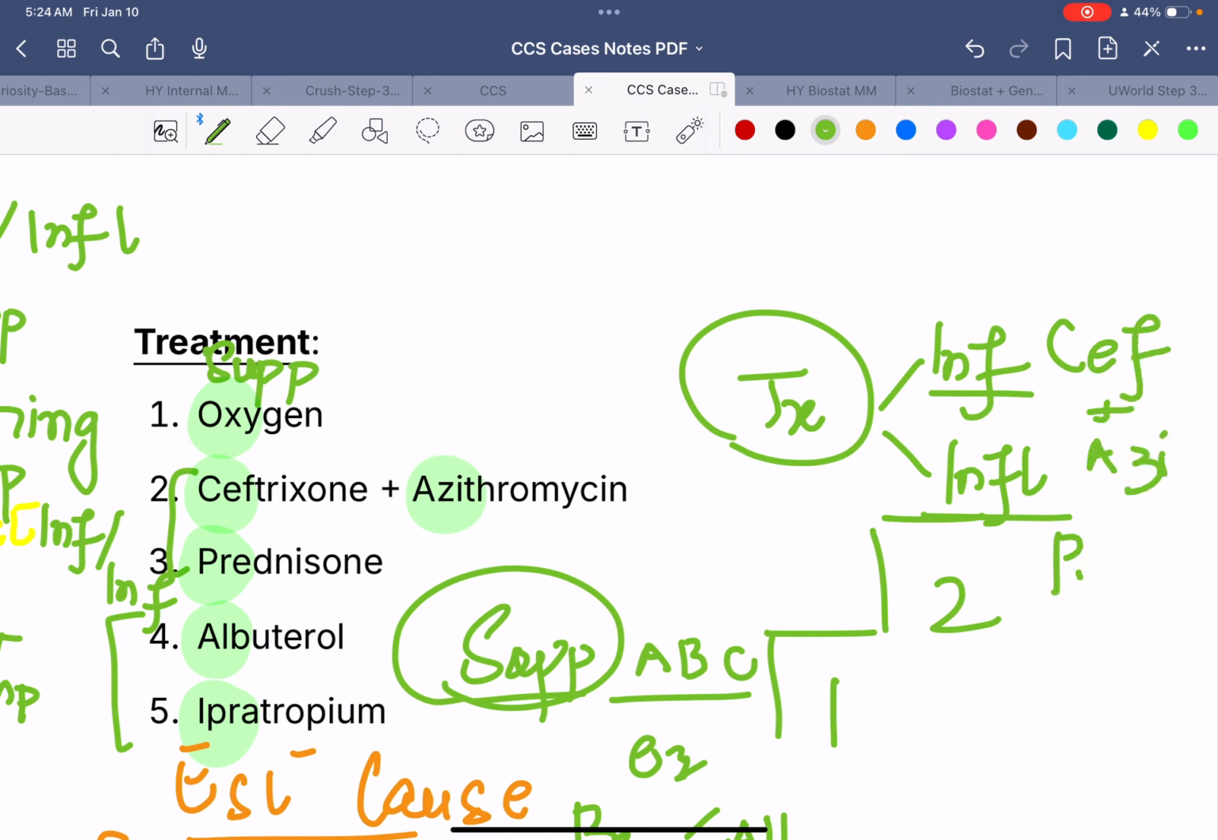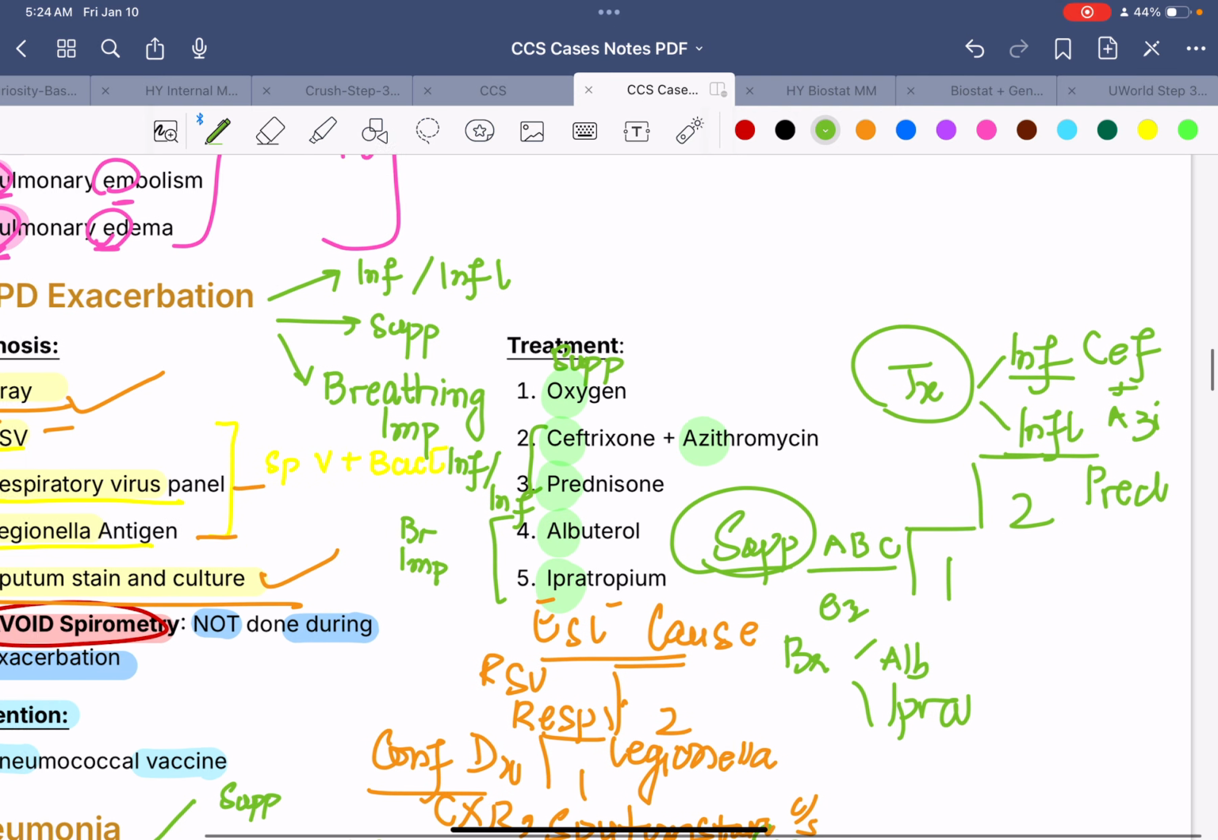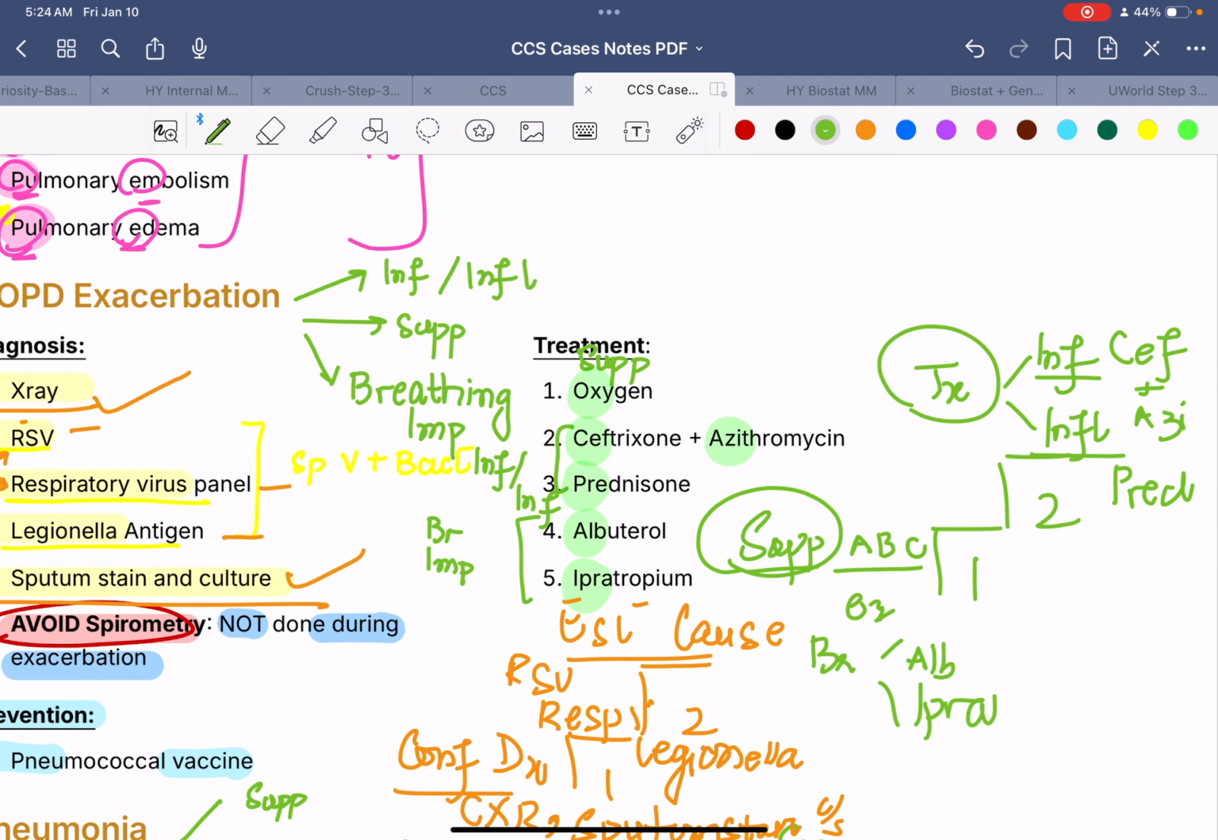prednisone. So a quick review of COPD treatment: we are going to divide it into two parts. One would be the general or the supportive treatment, in which you are going to take care of the airway, breathing and circulation, and amongst this is the supplemental oxygen along with, for breathing improvement, albuterol and ipratropium. Then is the specific treatment. For the specific treatment, you have to treat the infection that is causing the exacerbation, and so empirically you're going to start antibiotics such as ceftriaxone and azithromycin, and then for the control of inflammation, you're going to give him prednisone.